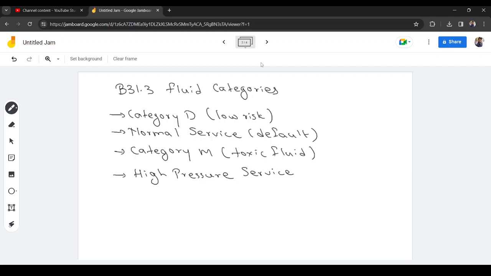But in ASME B31.3, the piping service category is defined by the fluid that is flowing inside the pipe, and it is classified into four. Category D service is essentially a low risk service. In most cases, it is going to be non-toxic and non-flammable. Normal service is the default service for ASME B31.3. So whatever requirements are given for ASME B31.3, that is the default for normal service requirements.